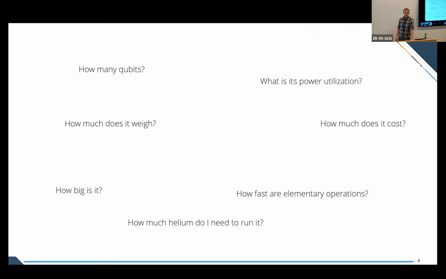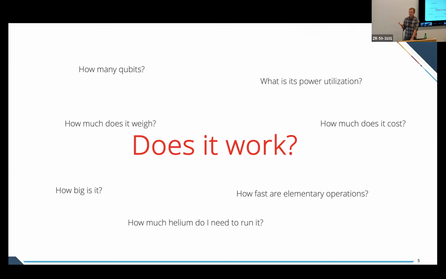So we might consider questions like how many qubits does it have? Or how much does it weigh? Or how much does it hurt when I drop it on my toe? All of these things are probably going to be useful in the future, but right now, does it work at all? Is really one of the questions we want to answer, right?